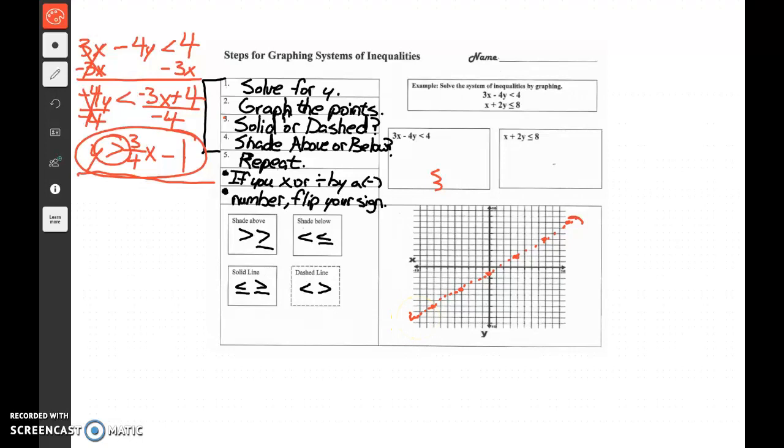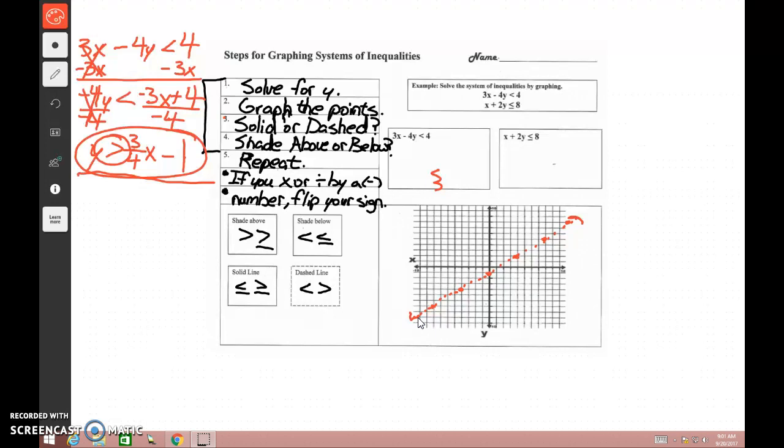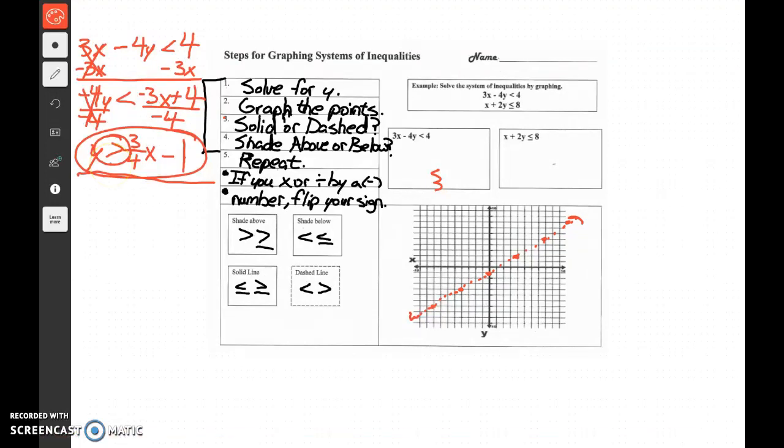And then step number 4. After we graphed our points and decided it's a dashed line, we're then going to shade above or below. On this one, this less than sign tells me to shade down. So I'm going to shade everything less than, everything below this line.